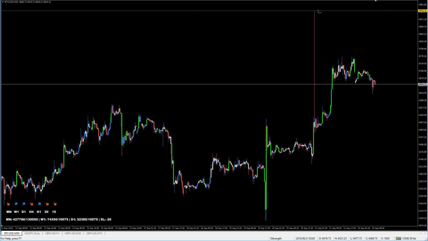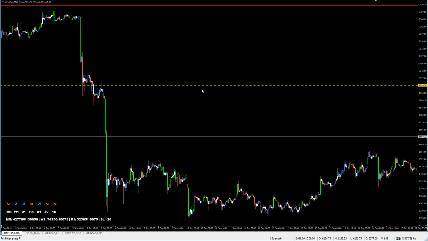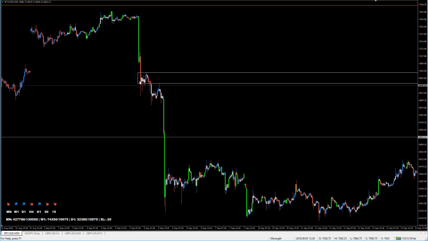Let's have a look at the high here and see what it looks like. And here we have a pretty nice area. Price came down, accumulated, came down, accumulated, it went down, it went up, and then it dumped.